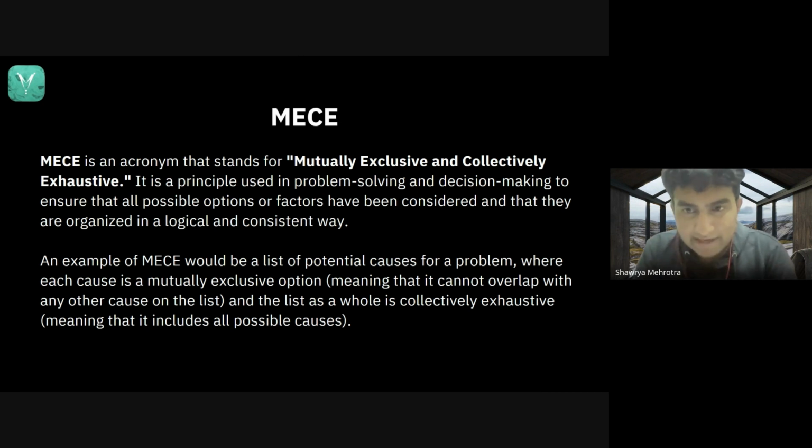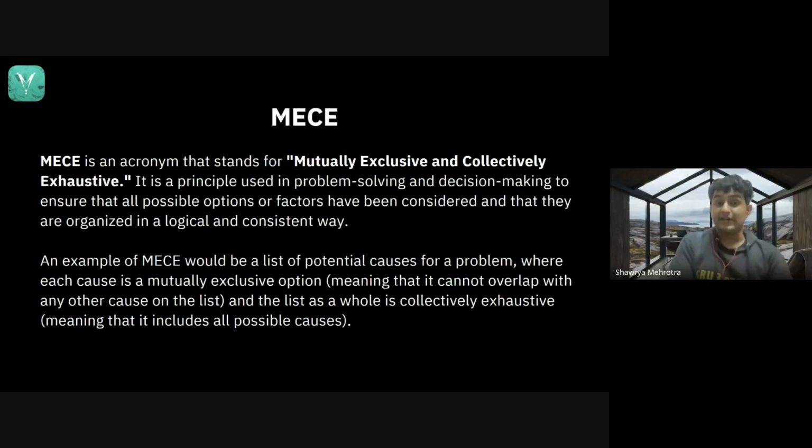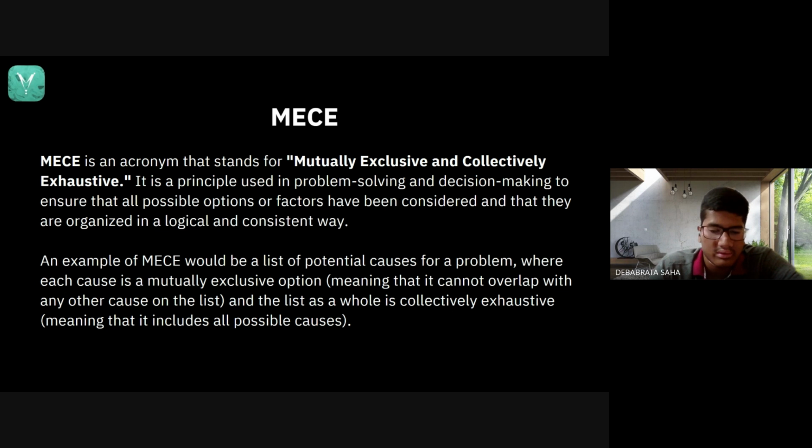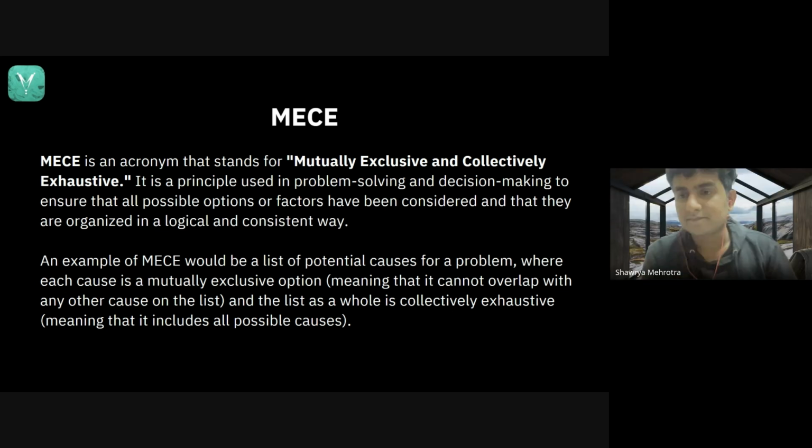So whenever you're trying to solve a case study, your objective is to create a mutually exclusive and collectively exhaustive list of causes. What is mutually exclusive? Can anyone answer that? A single cause doesn't involve the other cause. They happen independently. Two events can happen at the same time without impacting each other. Absolutely correct. So Tarun and Debabrita have understood.